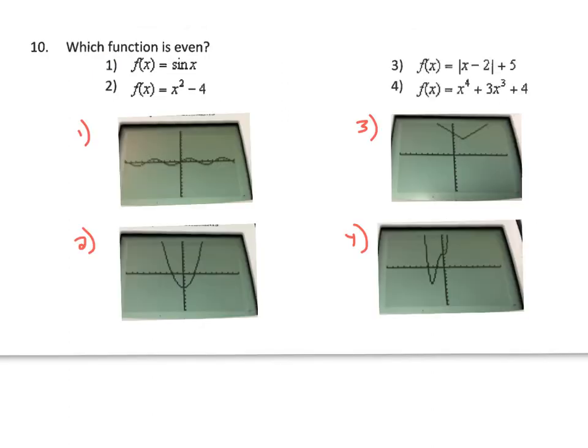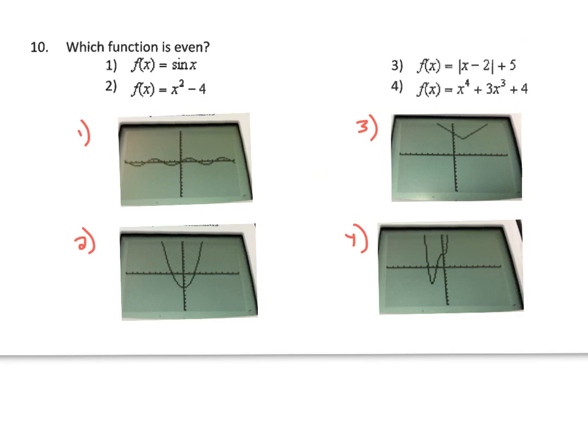Okay, so number 10 wants to know which function is even. So as you can see here, I just went through and I graphed each of these in the calculator one by one. And if a function is even, it means it's symmetric about the y-axis. So if you were to fold along the y-axis, one half of the graph would fold directly on top of the other half of the graph.